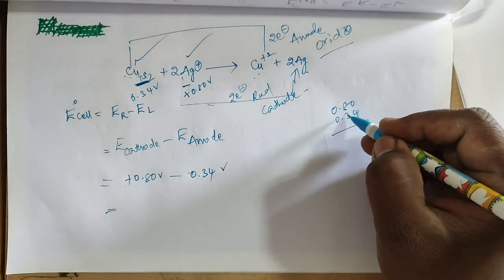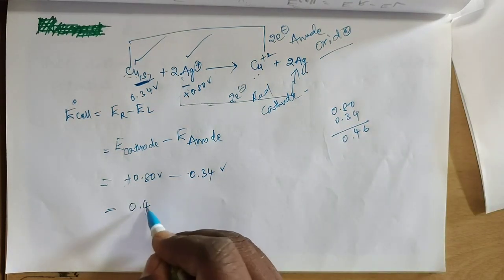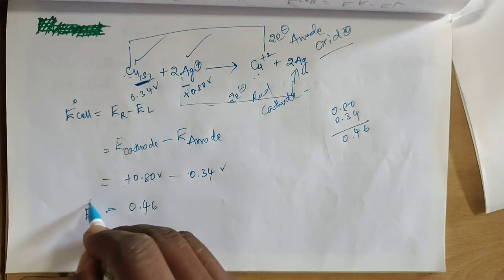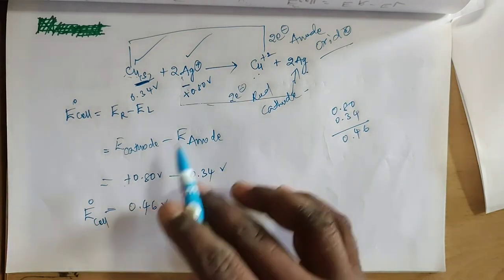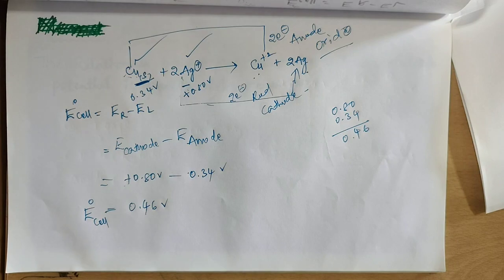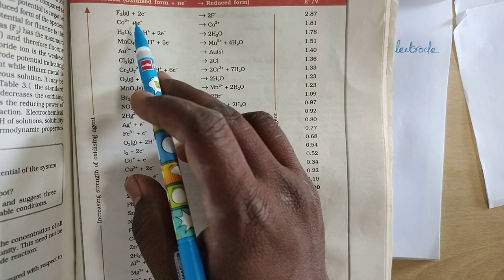6, and 7 minus 3, 4. So total net potential is 0.46 volts. By following this way we calculate the E naught cell. These are reduction potential values. So reduction potential.